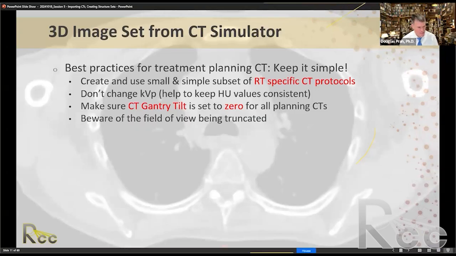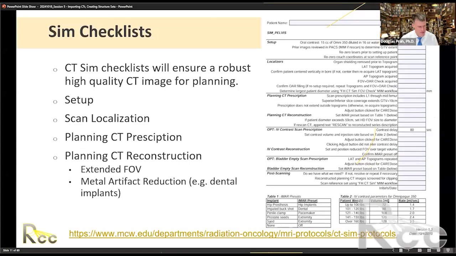So best practices, and this is a good one, is just to keep it simple. Create and use simple subsets for RT-specific protocols. Again, don't change the tube voltage, the kVp. Make sure that gantry tilt is set to 0. A lot of CT scanners do let you adjust the tilt, and that's not going to work. Most planning systems do not accept a CT scan with a non-zero tilt. And then beware of the field of view being truncated. This could be circumvented with a new reconstruction with an extended field of view.